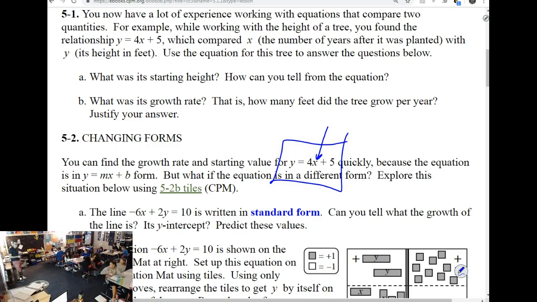Okay. So after 5 years, it will go 4. It will go 4 each time. So it's 4 times 5 plus 5. So what Peyton just described is this.